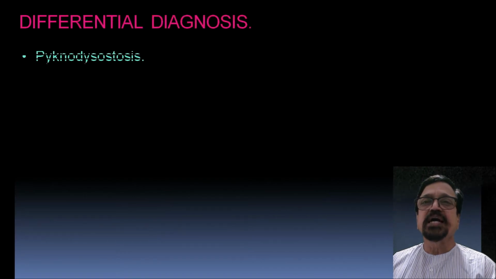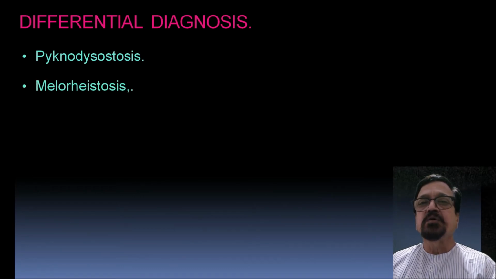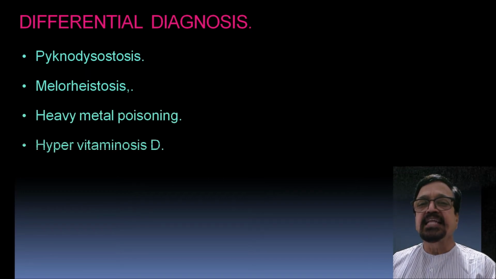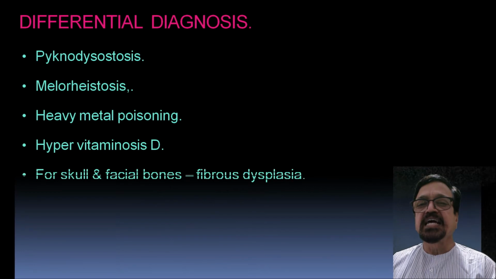Now let us come to the differential diagnosis. Differential diagnosis includes pycnodysostosis, melorheostosis, then heavy metal poisoning, hypervitaminosis D, and for skull and facial bones, it is fibrous dysplasia. These are the differential points we must keep in mind.